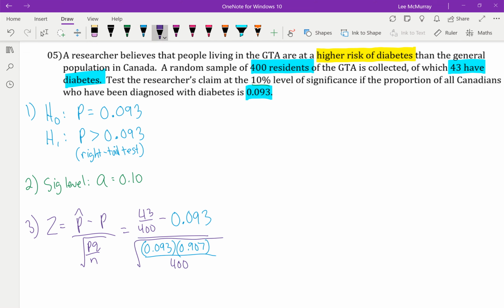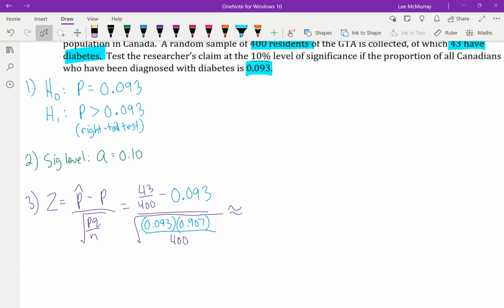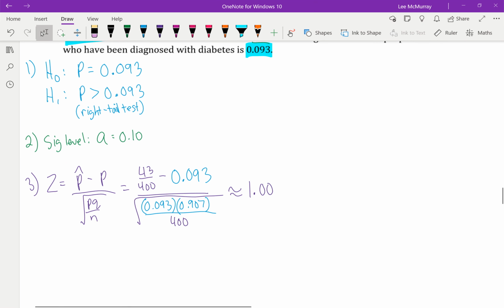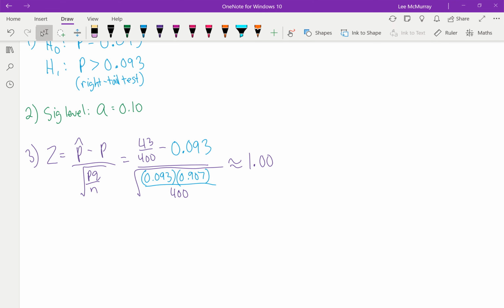Make sure you plug this into your calculator properly. You should be able to do it all at once, and if you can't, practice, because it'll save you a lot of writing massive numbers down with decimals, since we don't want to round until the end. It's going to be approximately 1.00 when all is said and done. So our test statistic is 1.